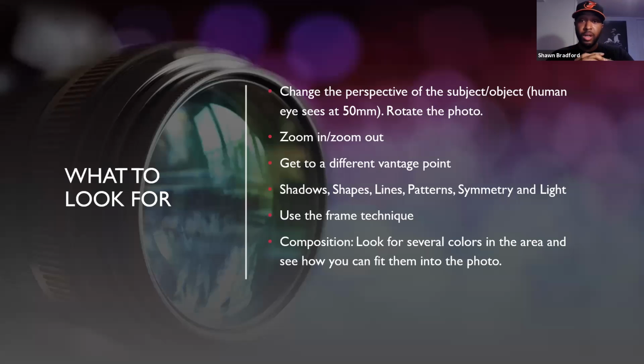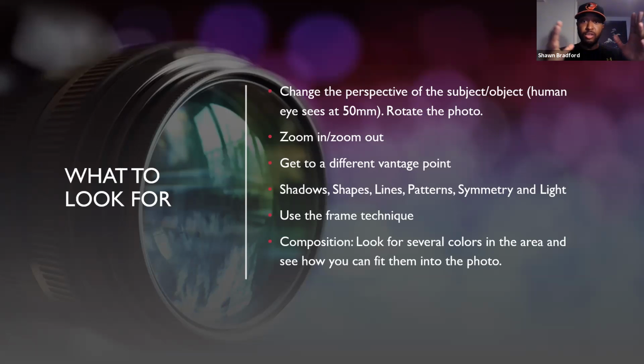What to look for? You want to change your perspective of the subject or the object. They say the human eye sees at about 50 mm. So what I mean by 50 mm, if you look at a lens, you're seeing little measurements, almost like a ruler. So you have some traditional lenses that are probably 15 to about 50 mm. You have some telephoto lenses that are 150 to 600 mm. And I have another lens that is 670 mm to 300 mm. Anything over 300 mm is classified as a telephoto lens.